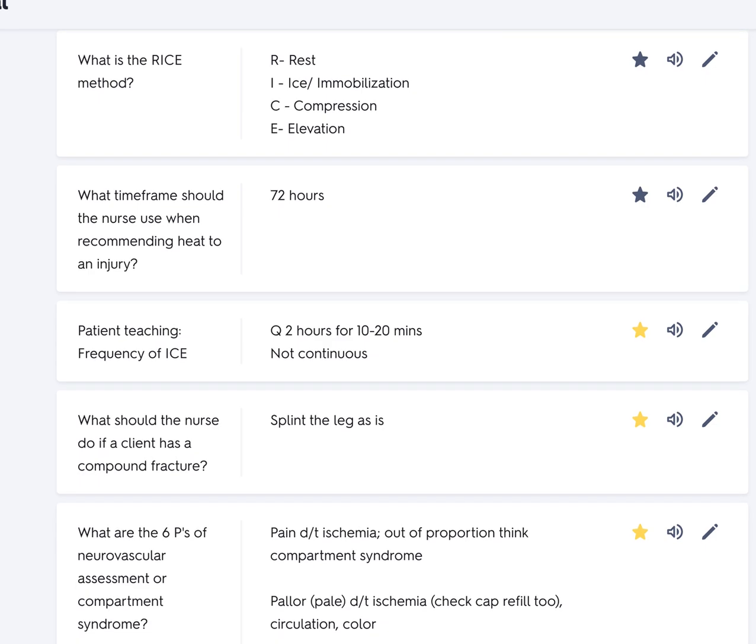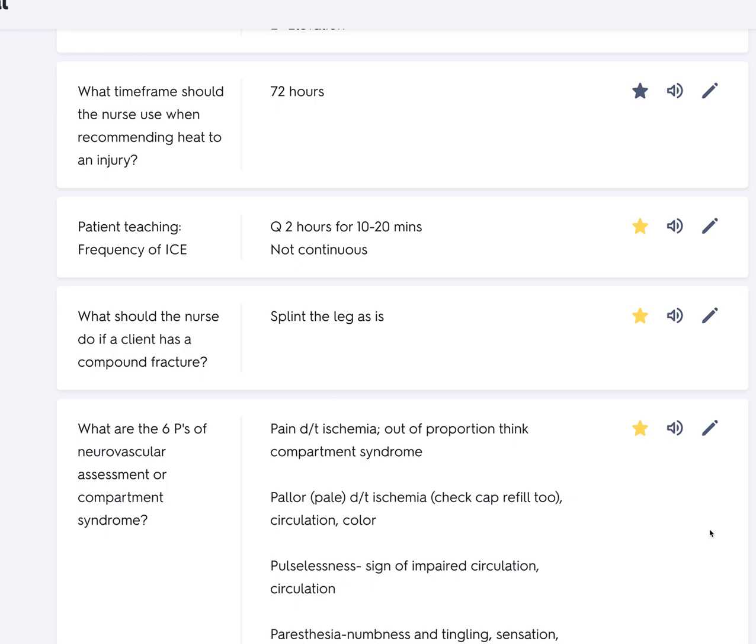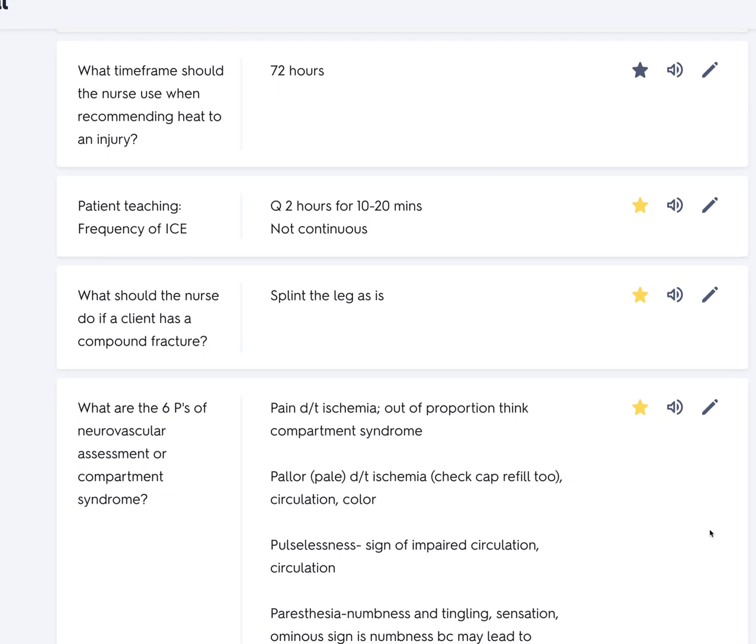The 6 P's of neurovascular assessment, or compartment syndrome. So we do monitor the 6 P's of neurovascular assessment, because when a patient has a limb injury like a fracture or they've had surgery, we want to make sure they're not developing compartment syndrome. And the hallmark of compartment syndrome is that the pain the patient describes is out of proportion to what the pain should be or typically is, and it's unrelieved with pain medication.